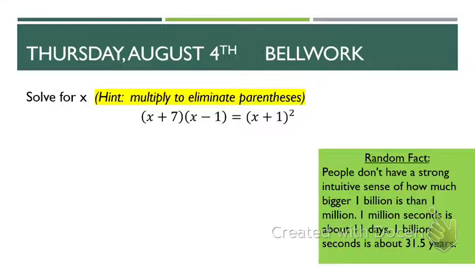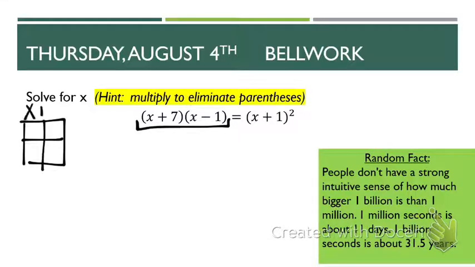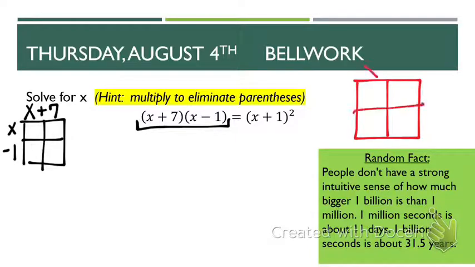So you're going to make a box and multiply this out. Multiply the x plus 7 times x minus 1, sorry. And then on this other side where it says x plus 1 squared, that means you have to multiply x plus 1 times x plus 1. So go ahead, take about 60 seconds to do that.